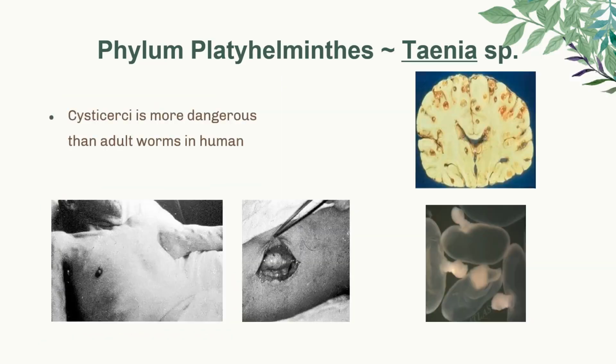However, the cysticercus is more dangerous than the adult worms in humans, as it will stay inside the muscle or even the brain matter instead of the small intestine.